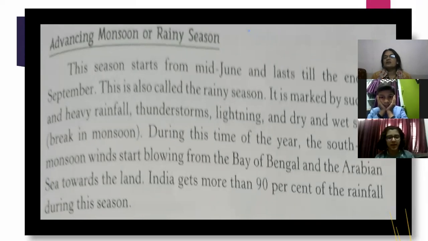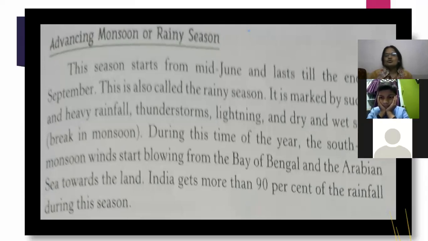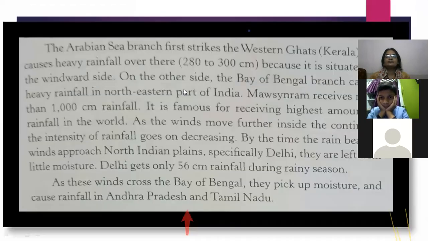Dear students, the rainfall which we get in the month of November, December, sometimes it is in October also. So this rainfall is called as retreating monsoon. Clear, students? And India gets 90% of rainfall during the monsoon season. Okay, that is southwest monsoon winds.